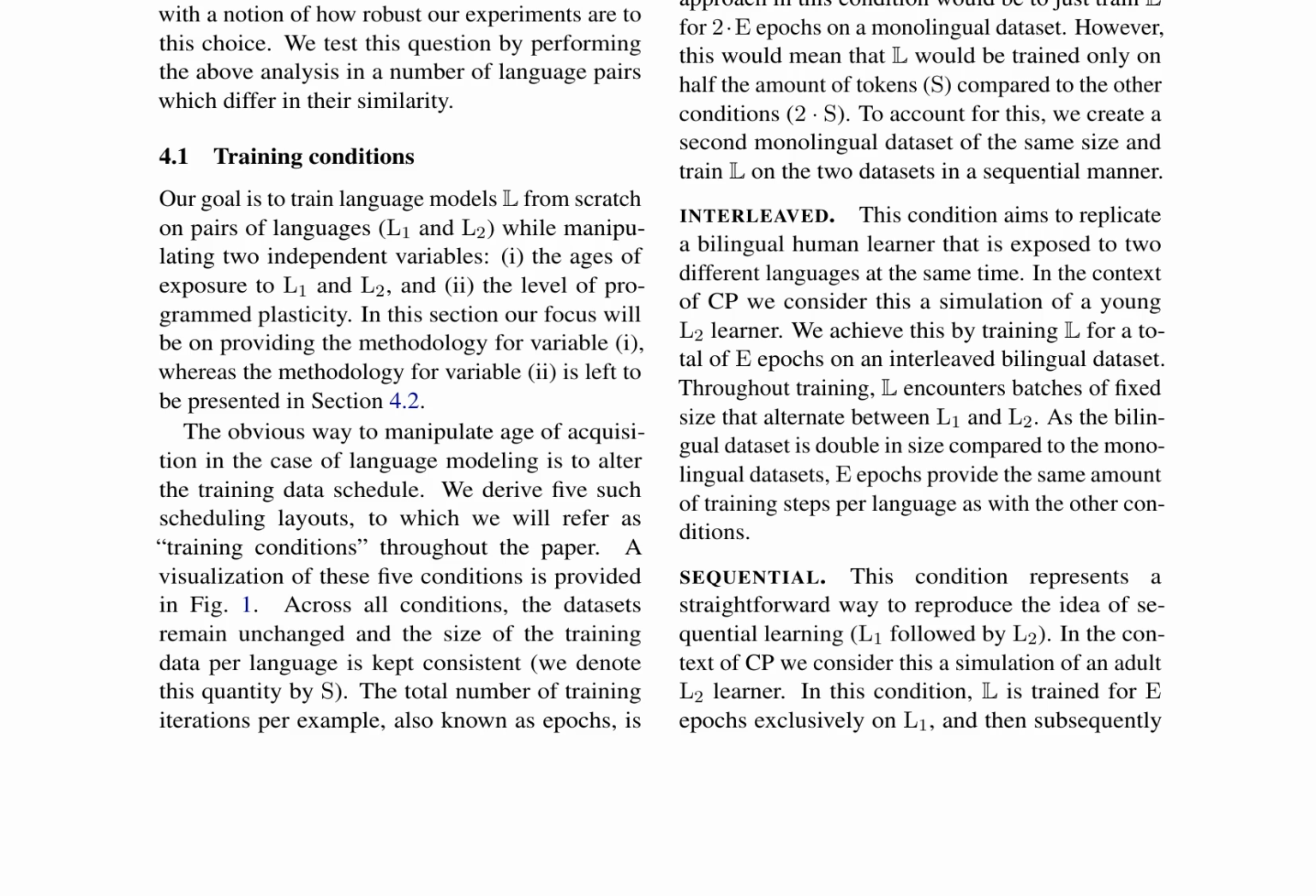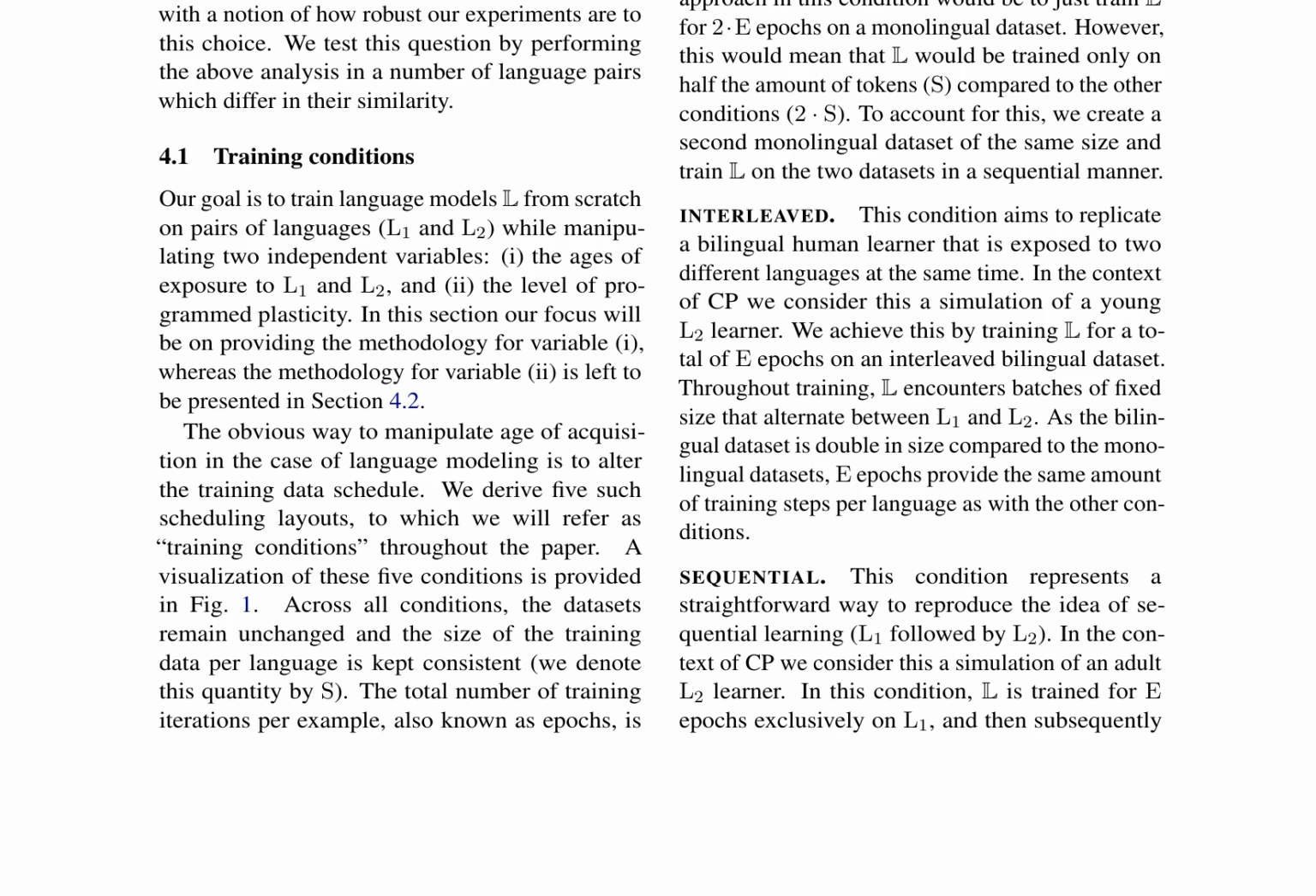The methodology for manipulating the age of exposure to L1 and L2 is presented, while the methodology for manipulating programmed plasticity is discussed in Section 4.2. The use of multiple language pairs, differing in similarity, assesses the robustness of the experiments to this choice. This is crucial in understanding how sensitive the results are to the specific language pair used. The equations and algorithms presented provide a precise framework for analyzing the effects of programmed plasticity on language models. The figures and tables offer a clear visualization of the training conditions and experimental results.